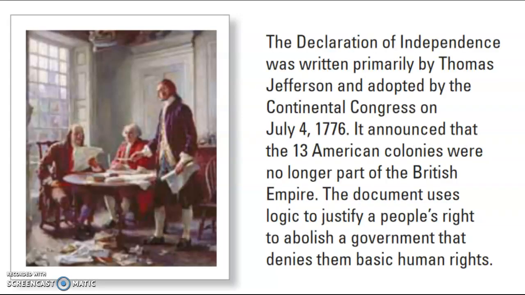All right, our first little thing here, we're taking a look at this picture here, and it looks like Benjamin Franklin seated on the left, and I think the guy on the right is supposed to be Thomas Jefferson, but it says here the Declaration of Independence was written primarily by Thomas Jefferson and adopted by the Continental Congress on July 4th, 1776. It announced that the 13 American colonies were no longer part of the British Empire. The document uses logic to justify a person's right to abolish a government that denies them basic human rights.